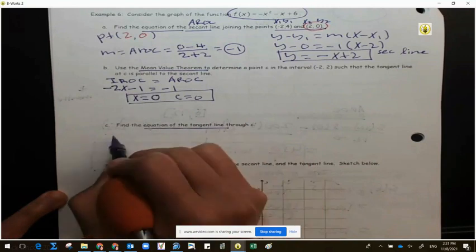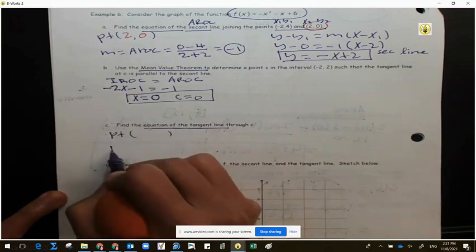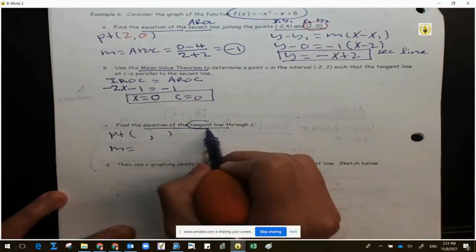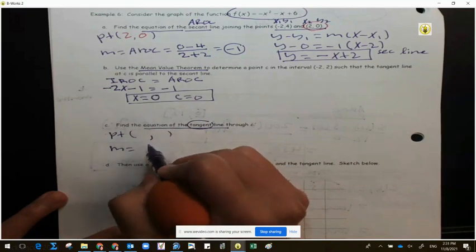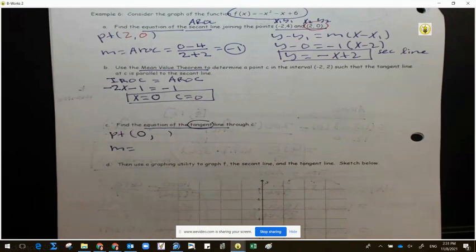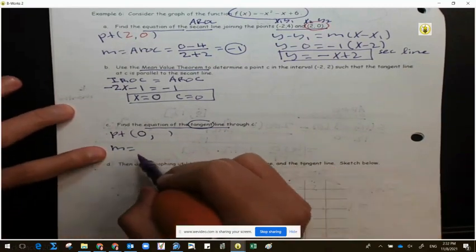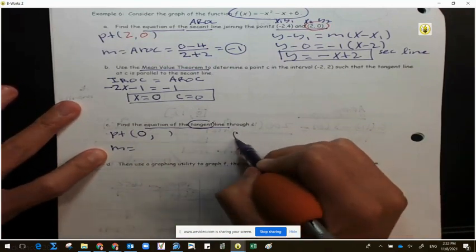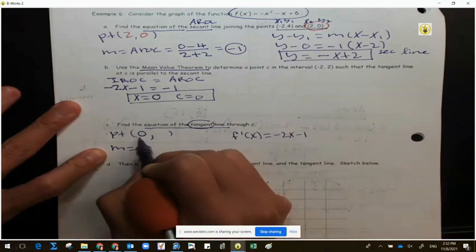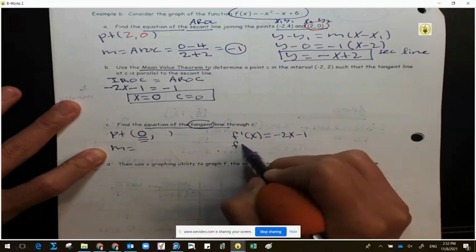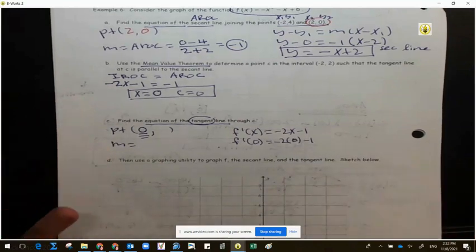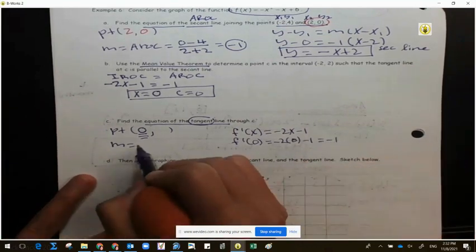Find the equation of our tangent line. Let's write point and slope again. Point and slope. And for this one, it is the equation of a tangent line. So that means the point that we are going to use, it says if the point was 0. So let's plug in our slope into our slope equation. We have f prime of x that we found was negative 2x minus 1. So I need to plug in the 0 into my x. So we get f prime of 0 is equal to negative 2 times 0 minus 1. So what is our slope for this one? Negative 1.